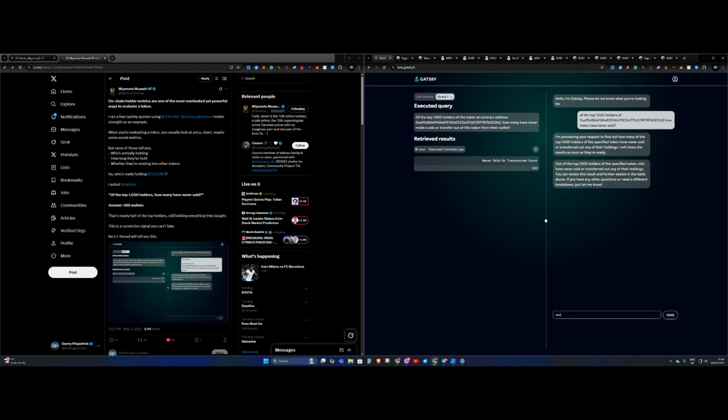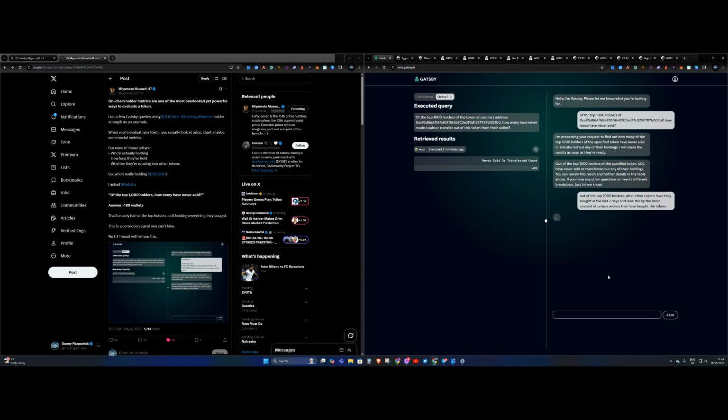So I'm going to ask, out of the top 1,000 holders, what other tokens have they bought in the last 7 days, and rank them by the most amount of unique wallets that have bought the tokens. So we'll see what this comes out with.